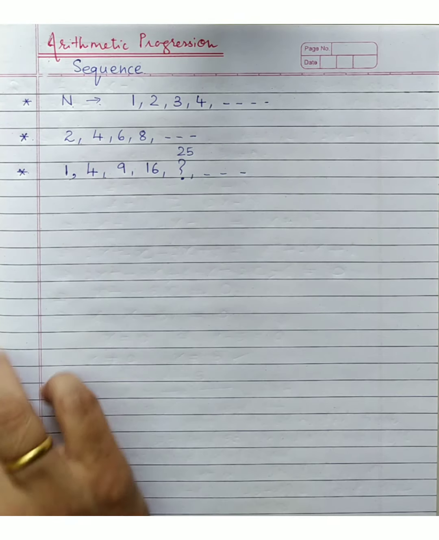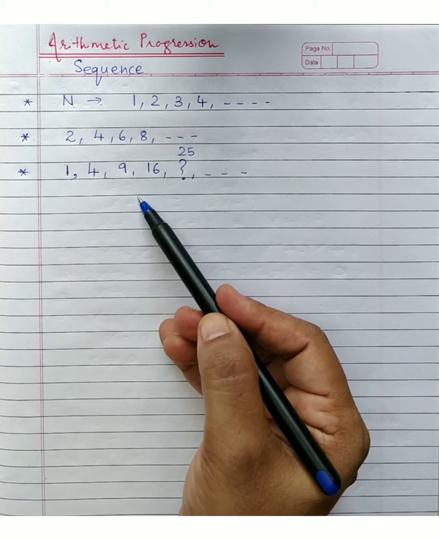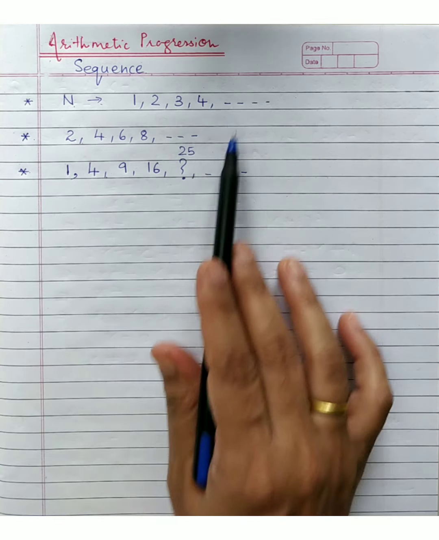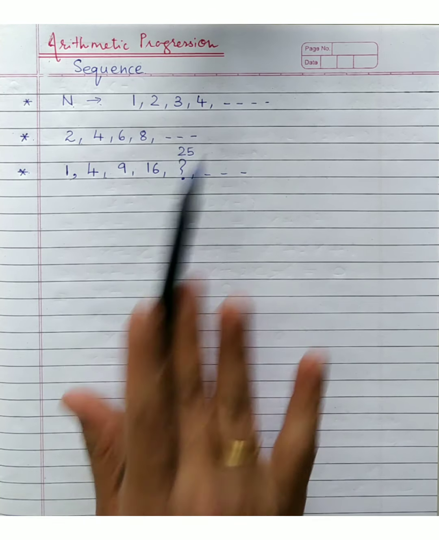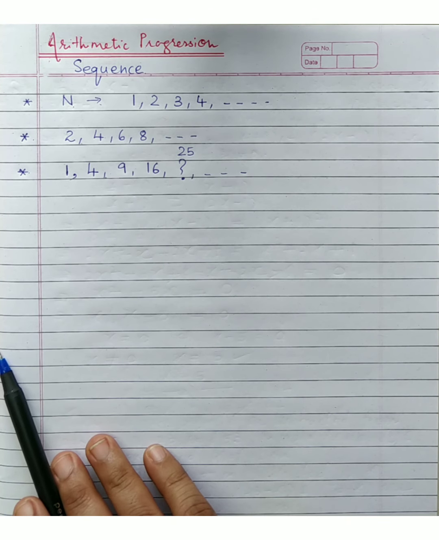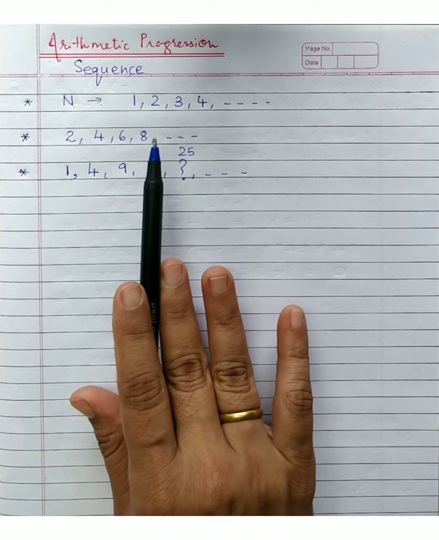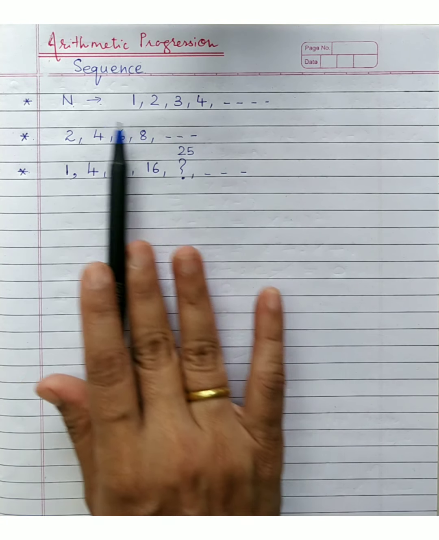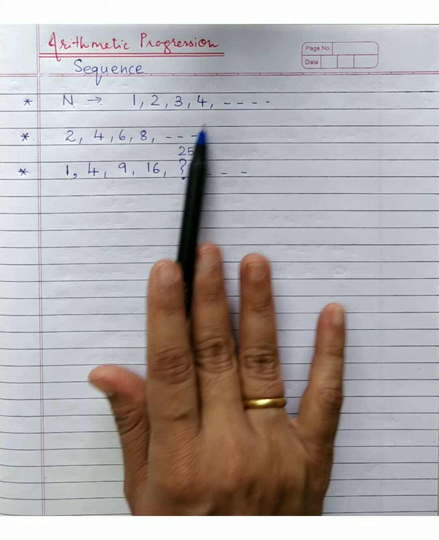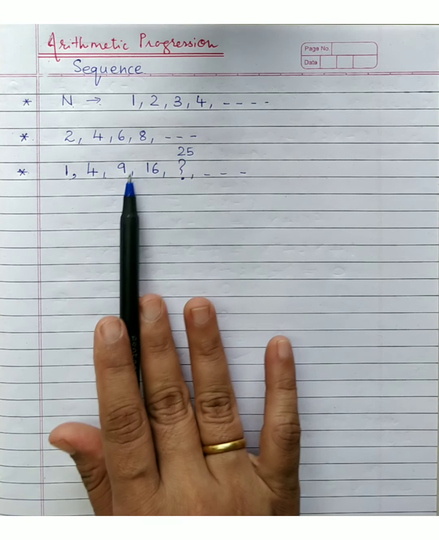So children, these number patterns, or I will call them sets of numbers: everywhere some rule is followed, some order is followed, such that we can obtain the next terms over there.